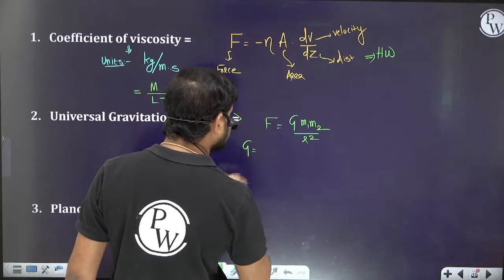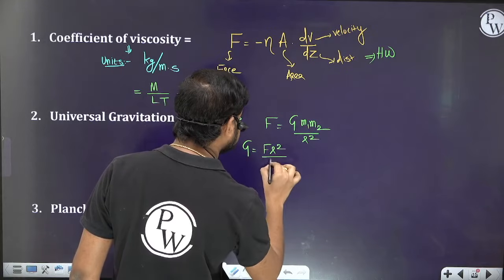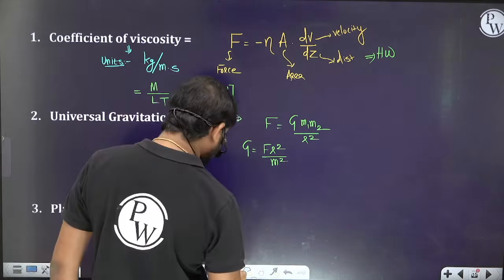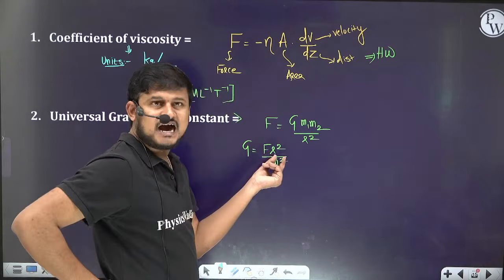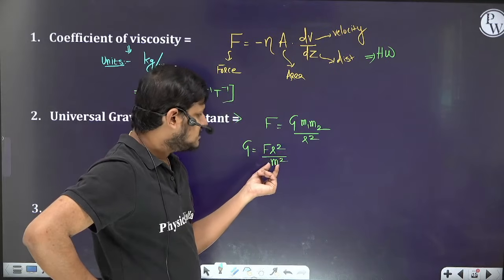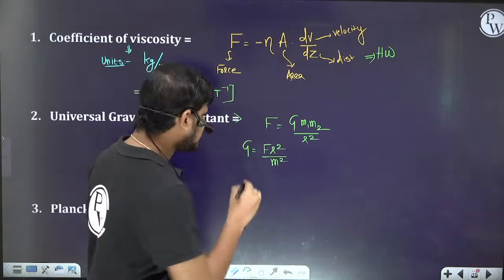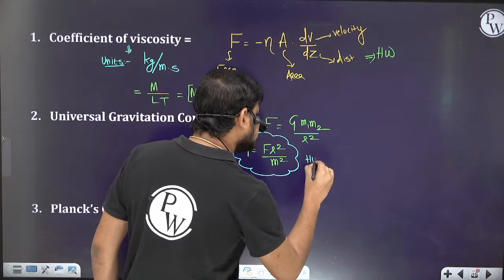So what's the formula that you can write? G = F r square by m square, considering them as identical masses. Now what will be the units? Force units you know, r is the distance, and m is mass, whose units you know. So you can get the dimensional formula. Take this as homework.